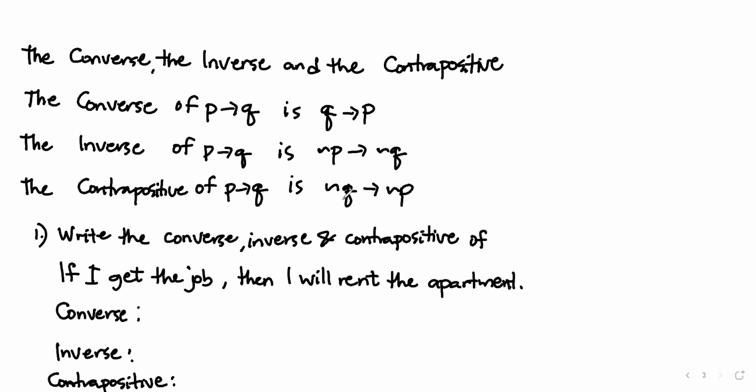So for the contrapositive, you negate the antecedent and the consequent, and then interchange these negated statements. These are the patterns for the related statements. So let's write example number one. Write the converse, inverse, and contrapositive of the given statement. The given statement: if I get the job, then I will rent the apartment.